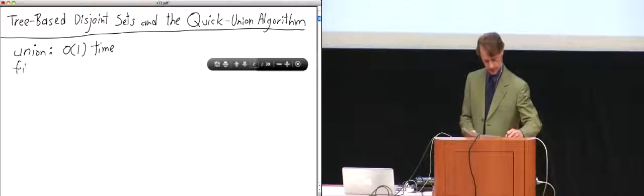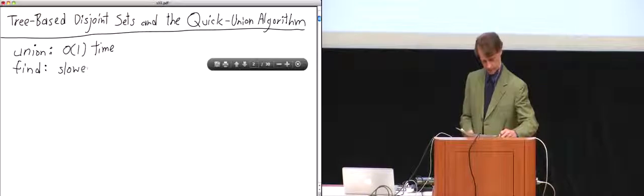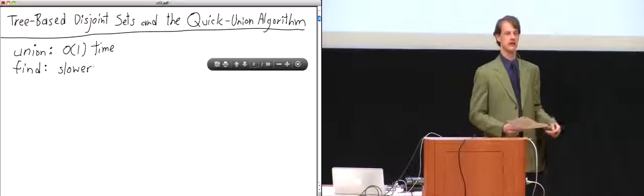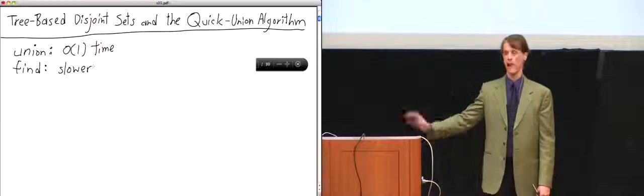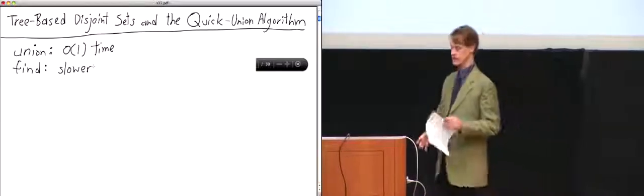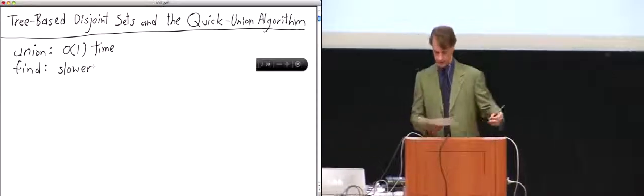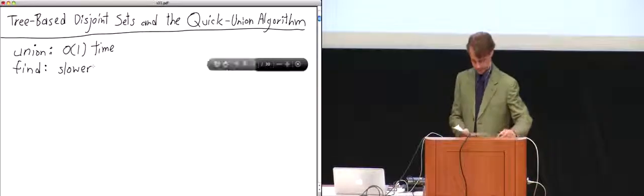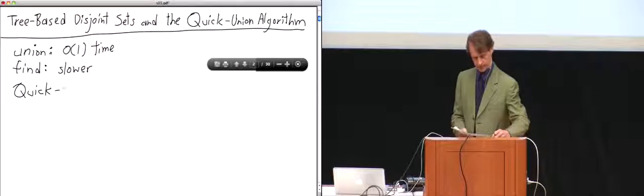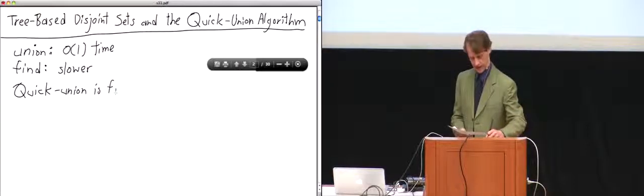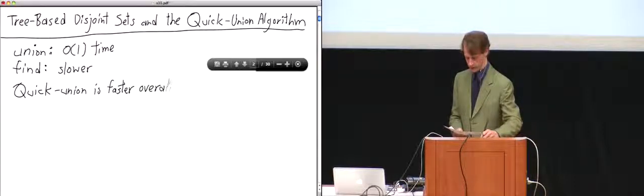So find operations are now slower than constant time, and they're now slower than they were in the quick find algorithm, but not much slower. We'll see. First, let me describe the algorithm. The bottom line of all of this is that the quick union is faster overall, sometimes much faster overall than the quick find algorithm.